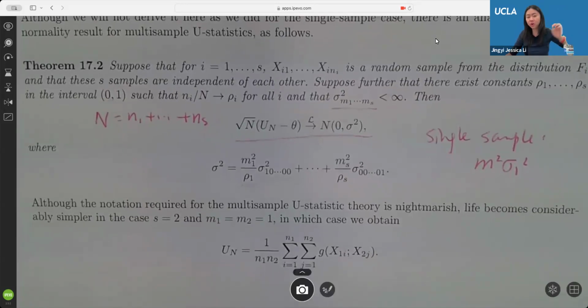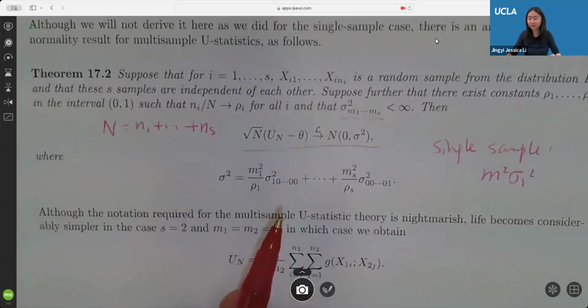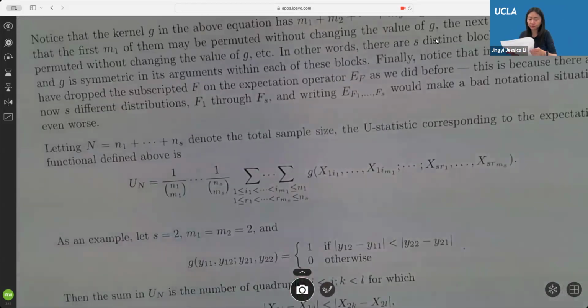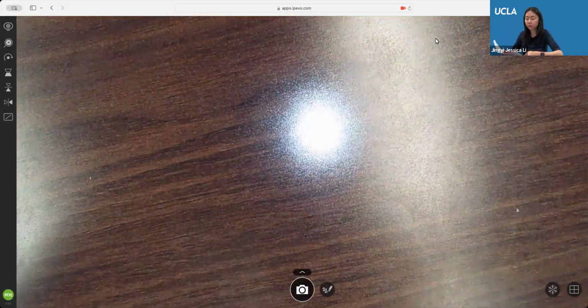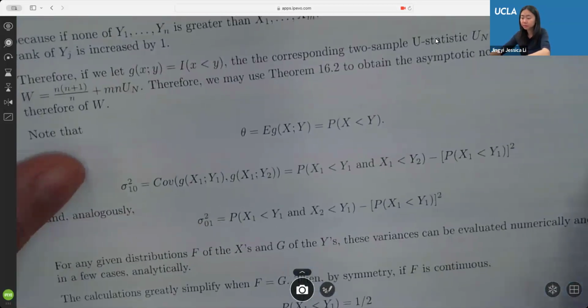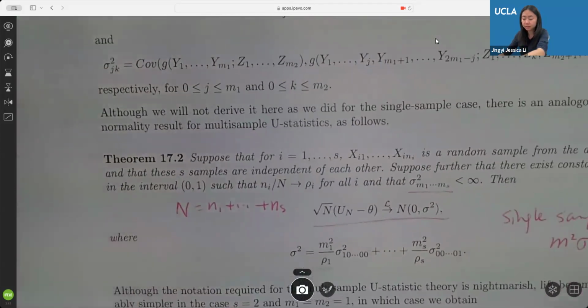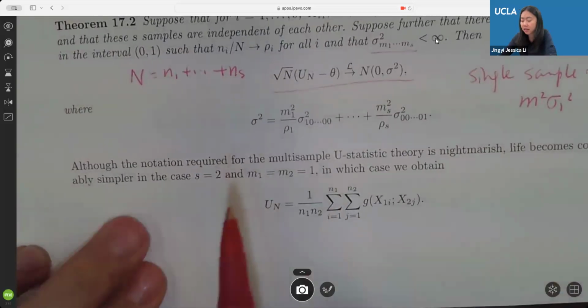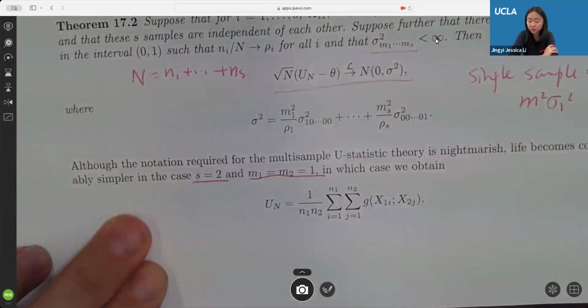But I would say, even though we're using the general notation, in most cases you only consider at most 2 samples, right? Like 2 sample comparison. Okay, let's look at some concrete example. Or maybe before we do that, let's finish the sentence here. Simpler case: S equals 2, M1, M2 equals 1. So here's a 2 sample scenario, but our statistic only involves 1 argument in G.